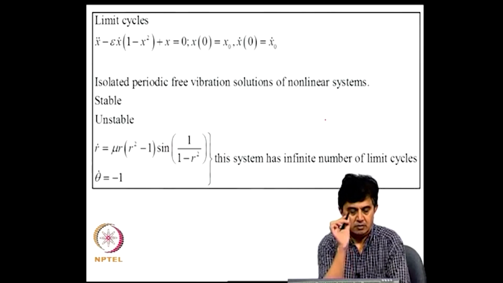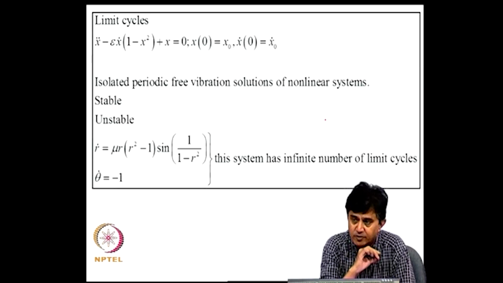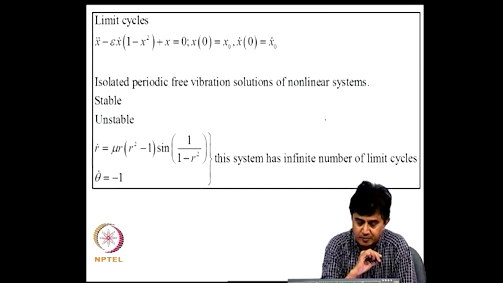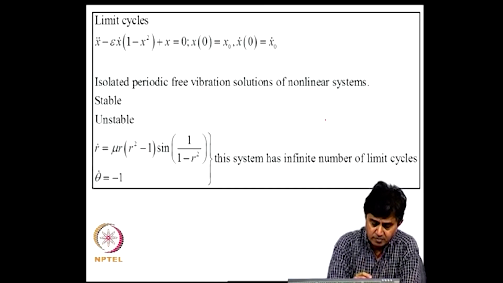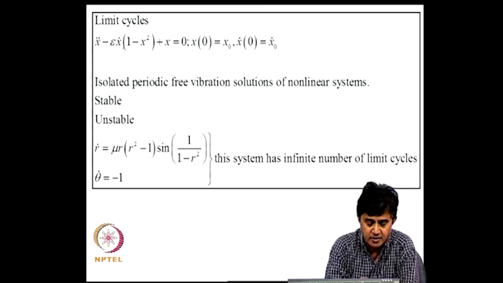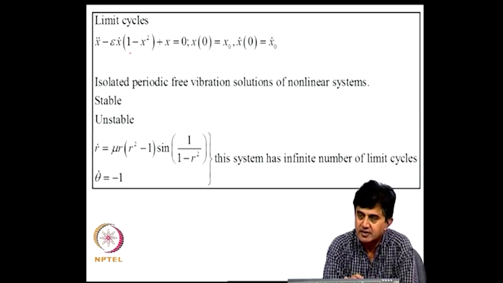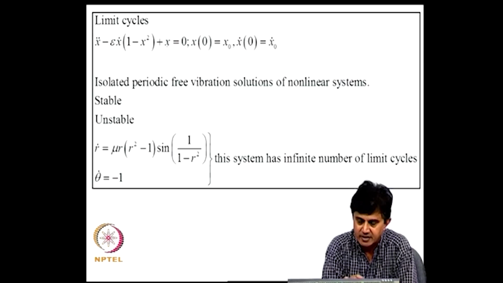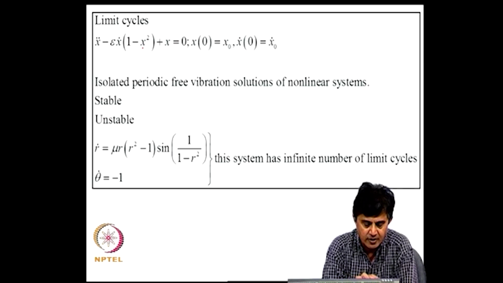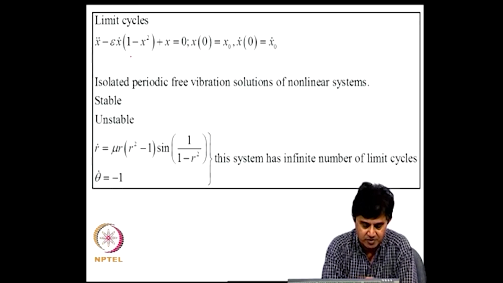Now, there is another kind of system behavior that we should be aware of, what are known as limit cycles. Let us consider an equation of the form x double dot minus epsilon x dot multiplied by (1 minus x square) plus x equal to 0. Here the nonlinearity term is associated with dissipation characteristics. We have been considering nonlinearity associated with stiffness, but they can be associated with dissipation also. This type of nonlinearity occurs, for example, in fluid structure interaction problems.